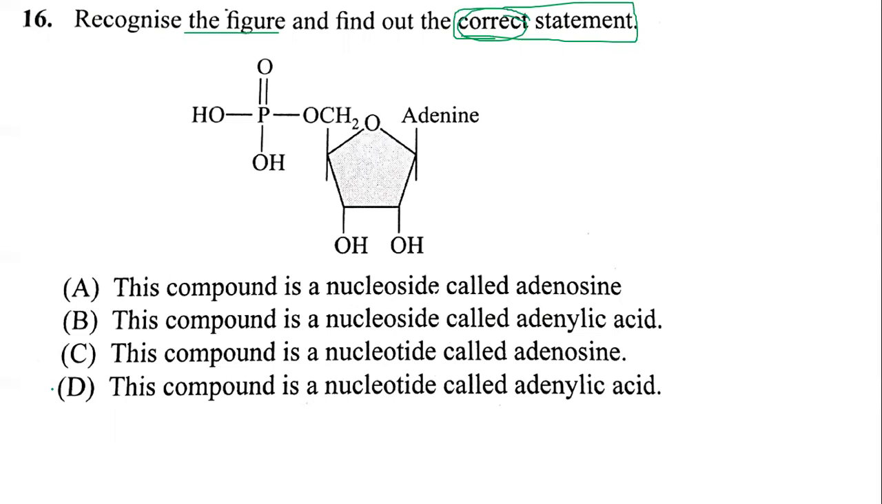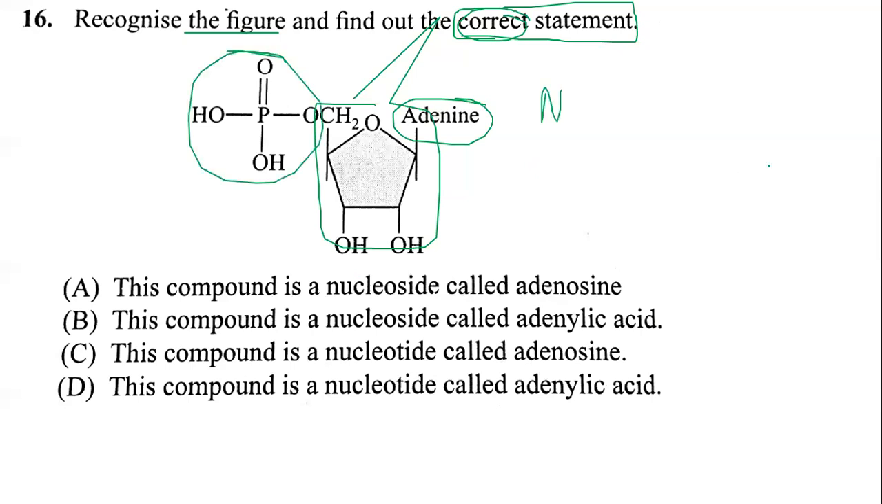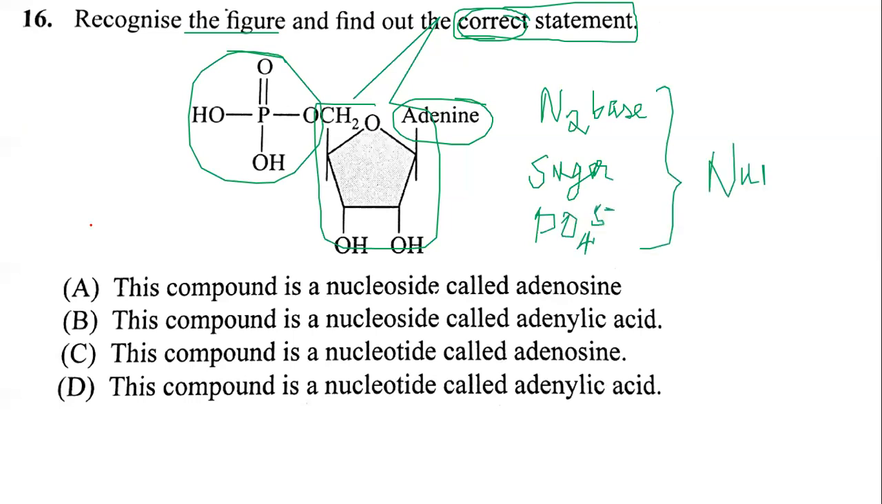So you have to identify the correct statement. What is actually given over here? It has a nitrogen base. It has a pentose sugar. It has a phosphate group as well. Since this compound has a nitrogen base, a pentose sugar, and a phosphate group, the combination of these three will unite together to form a nucleotide.